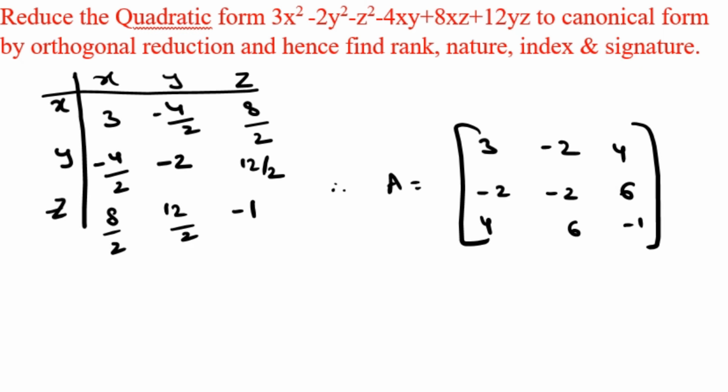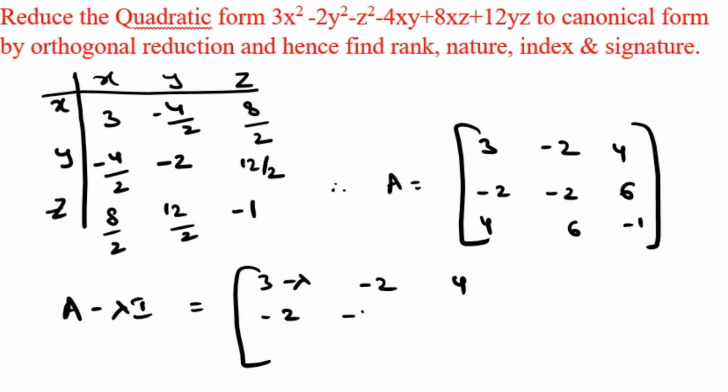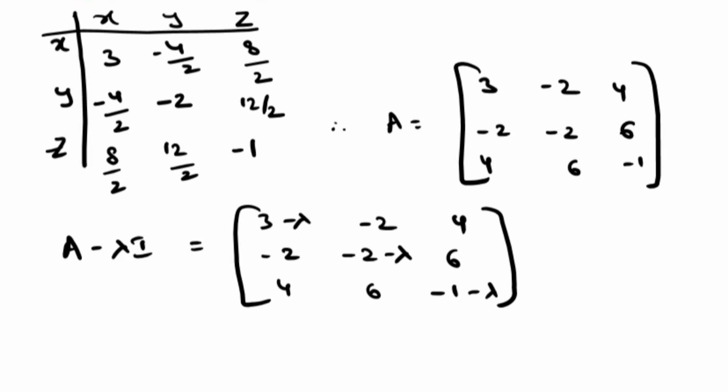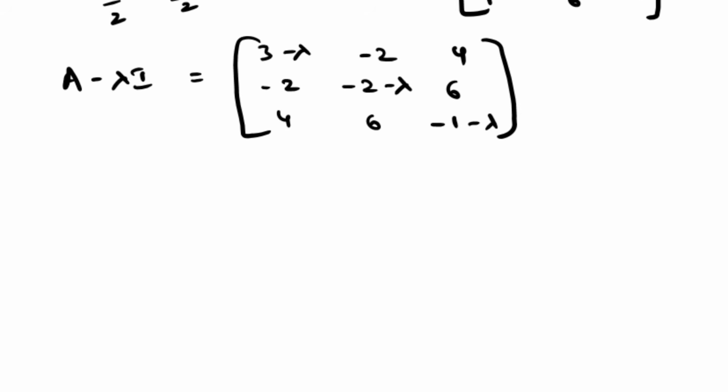Therefore, the characteristic matrix is A minus lambda I, which is equal to 3 minus lambda, minus 2, 4; minus 2, minus 2 minus lambda, 6; 4, 6, minus 1 minus lambda. The characteristic equation is that of determinant of A minus lambda I is equal to 0.